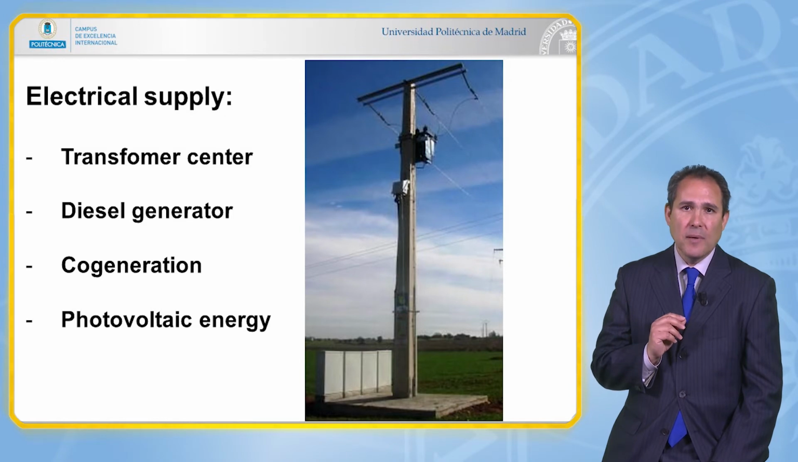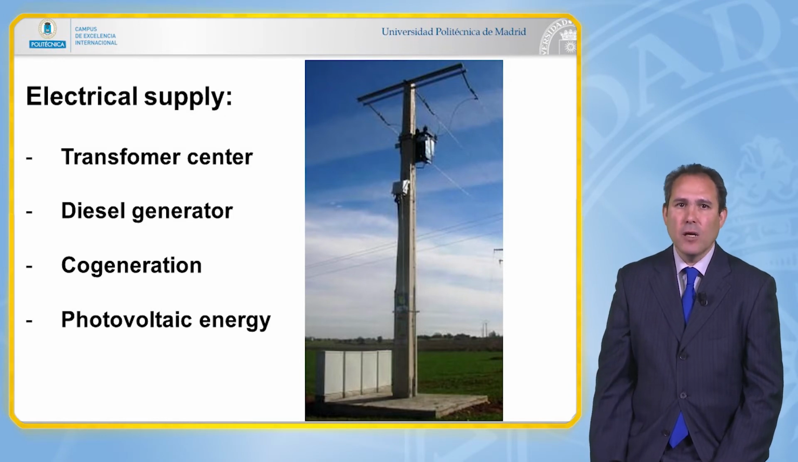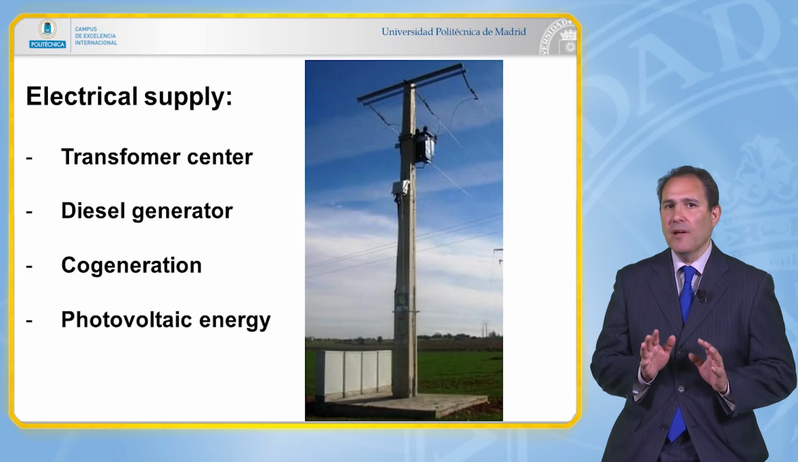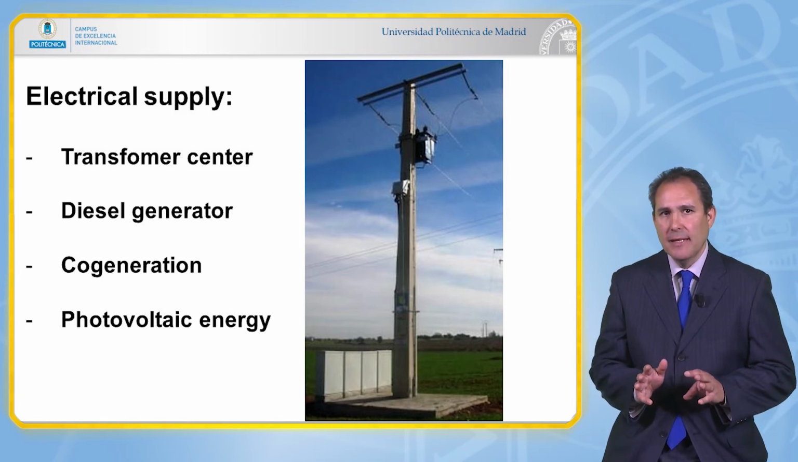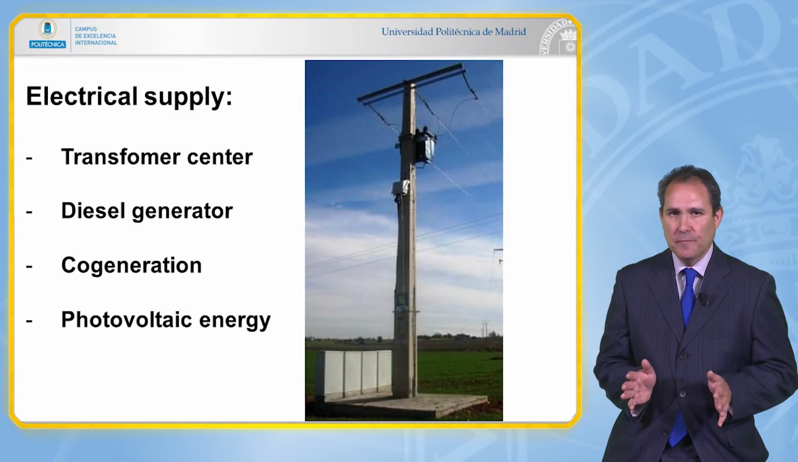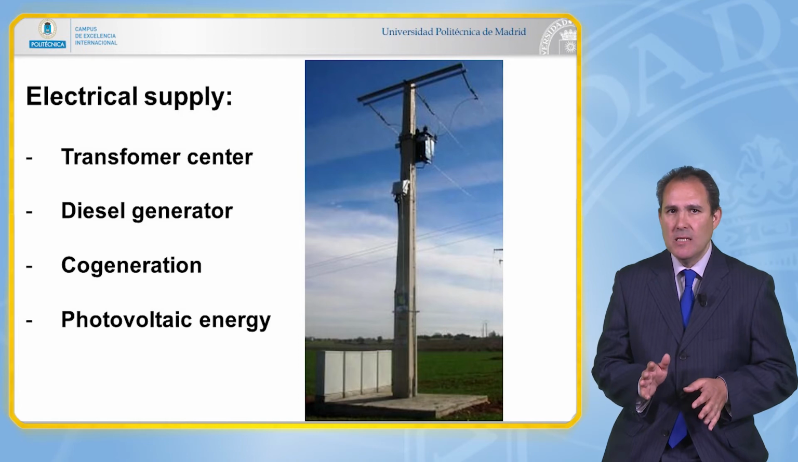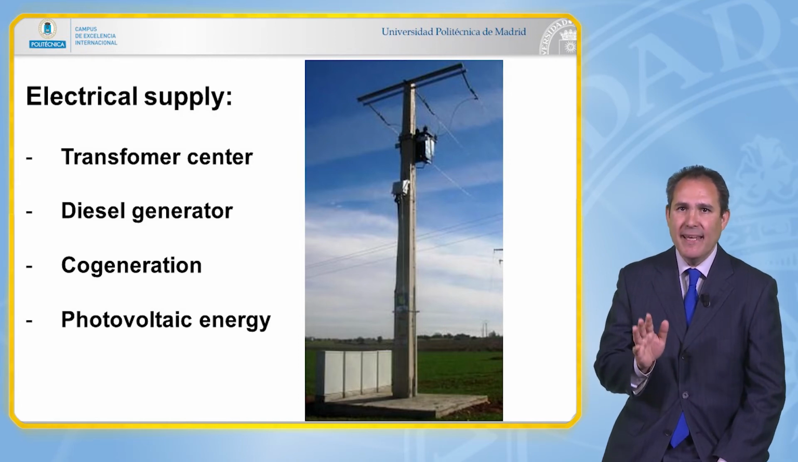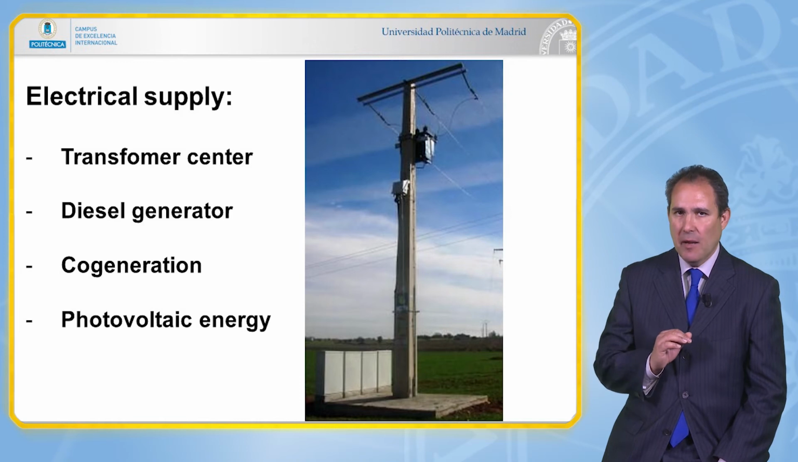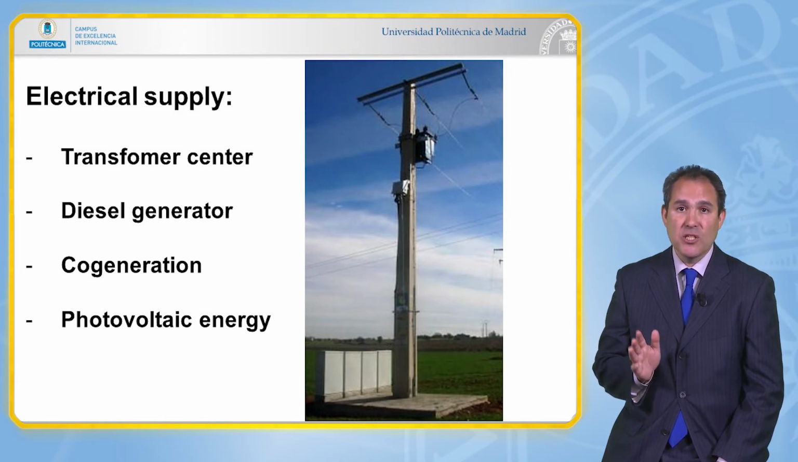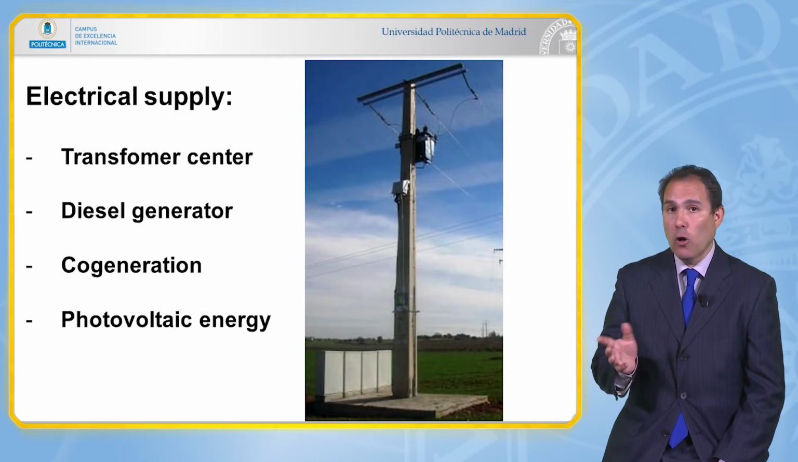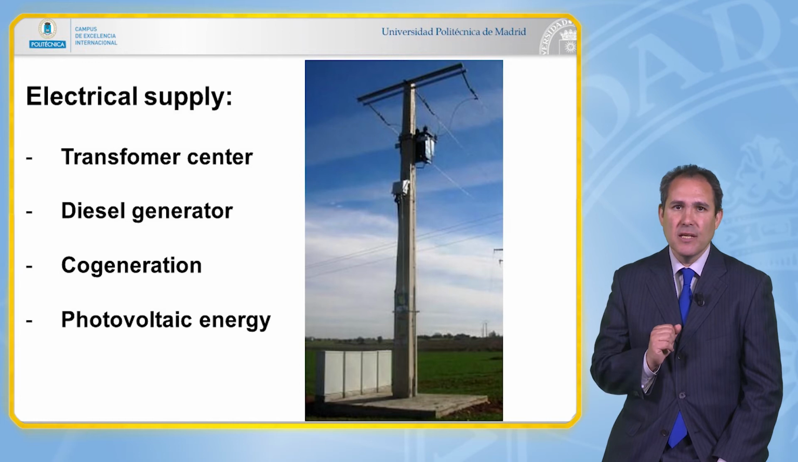The electricity supply is usually covered from a transformation center connected to the electricity grid, although there are other supply options. A diesel generator can be used. Another option is cogeneration, which provides both heat and electricity at the same time. And a last option is to install photovoltaic panels or combinations of the mentioned systems.